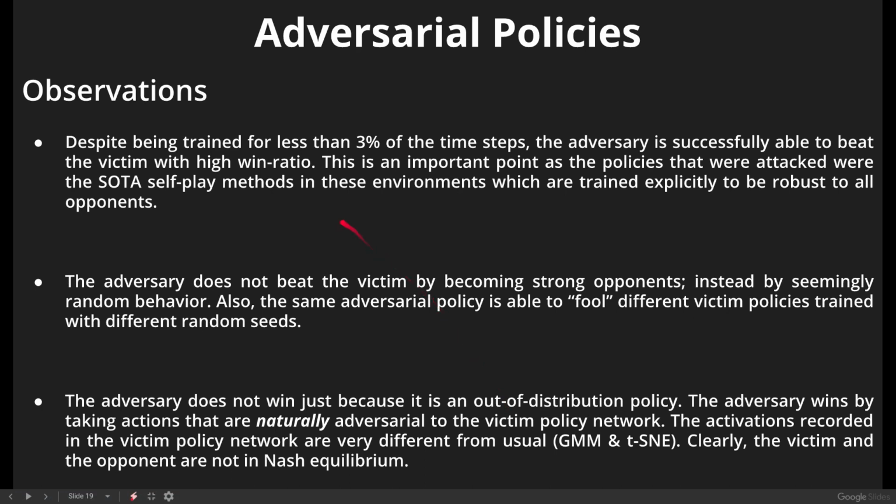Okay, so some important observations. First, this attack works successfully against many different victim policies. Highlighting this is important as the policies which we attacked are trained explicitly to be robust via standard self-play methods. The second is that the adversaries do not beat the victims by becoming stronger opponents, but instead with seemingly random behavior. And this again is similar to the pixel attacks, where the perturbation seems to be random, but it is carefully computed by the adversary.